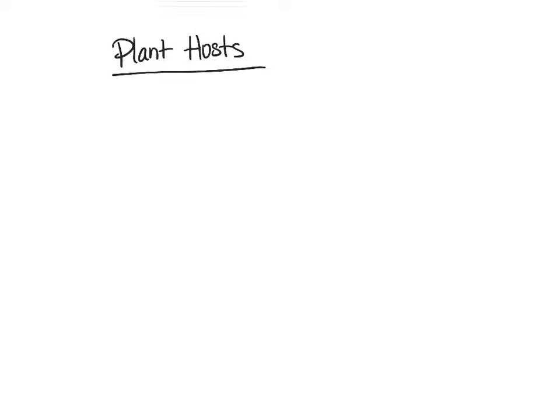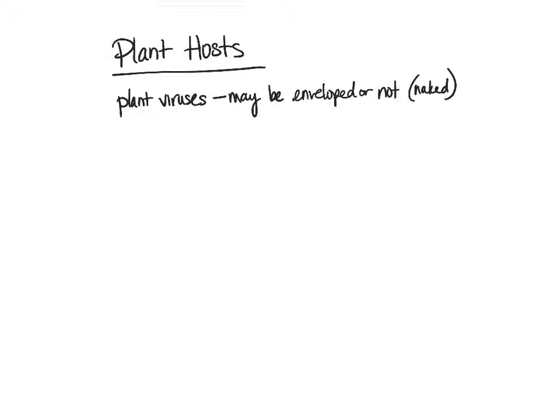All right, so when we're talking about plant hosts, we're just going to talk really quickly about it. They are more similar to animal host viruses because they are eukaryotic than they are to bacteriophages. But when we talk about viruses with plant hosts, we're talking about plant viruses, of course. And plant viruses, I'm just going to talk about them in very general terms. So they may be enveloped or not enveloped, which remember is called a naked virus. So we see both types. They may have DNA or RNA.